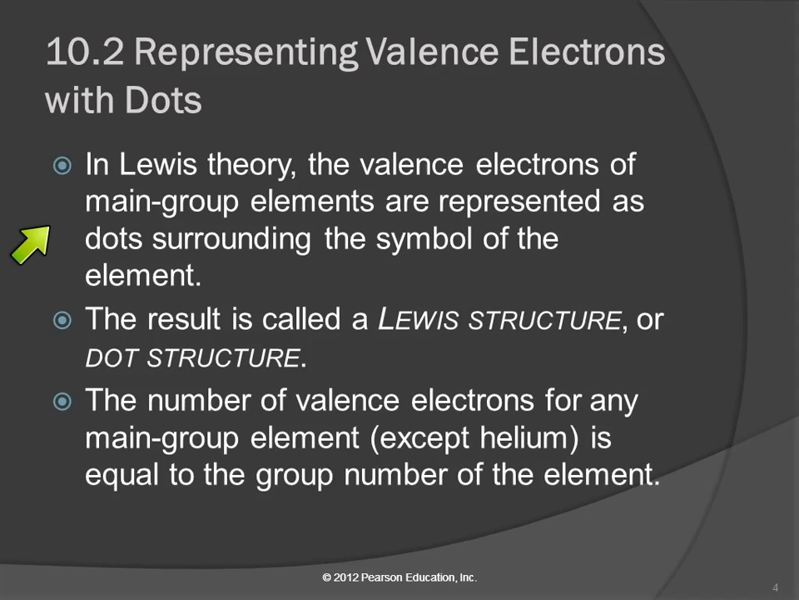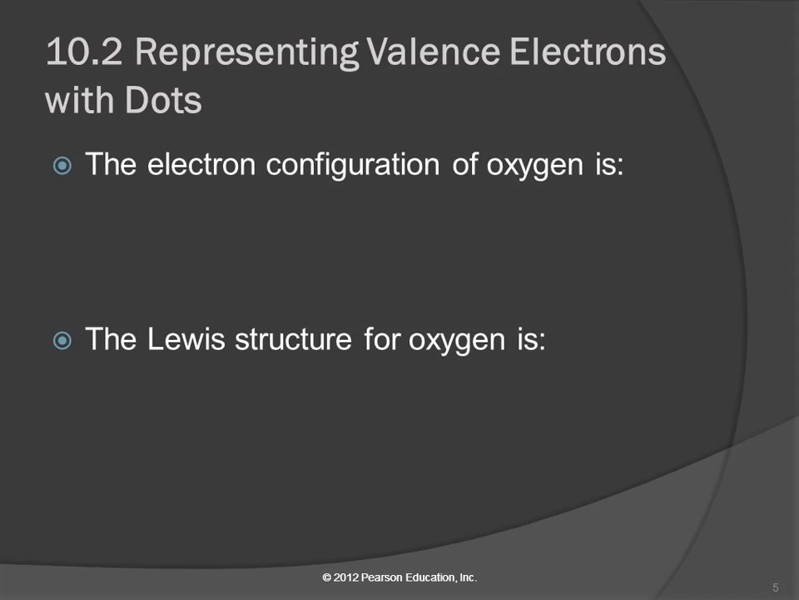And so what we do for the main group elements is represent them as the element symbol surrounded with a number of dots equal to the valence electrons that they have. And the result is called a Lewis structure or a dot structure. And sometimes they're also called electron dot structures. So if you've had chemistry before, you may have heard different names for them. The number of valence electrons for any main group element is equal to the group number of the element. And that's something we just went over, looking at the electron configurations and why they are that way.